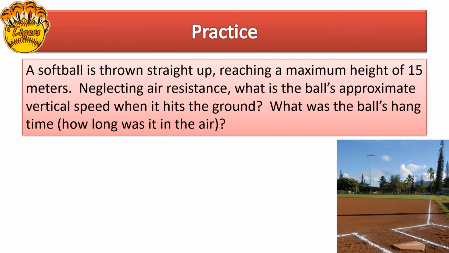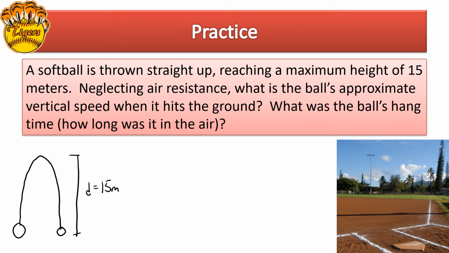So we could do this practice problem that says a softball is thrown straight up, reaching a maximum height of 15 meters. Neglecting air resistance, what is the ball's approximate vertical speed when it hits the ground? And what was the ball's hang time? So since they're telling you the maximum height, we're going to have to do like the partition method here. So it goes up, and then it comes back down. And this distance here is 15 meters.